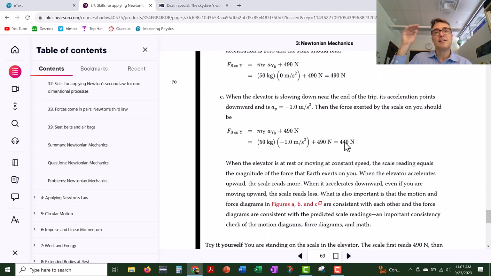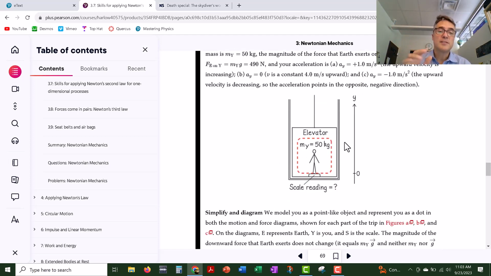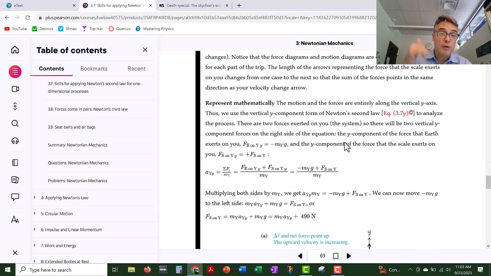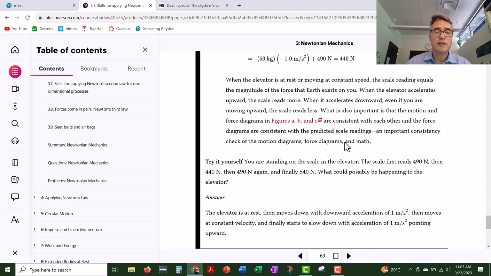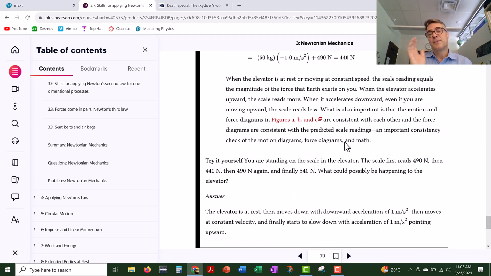Again, all the problems in this textbook go through the same 4 steps: sketch and translate, simplify and diagram, represent mathematically, and finally solve and evaluate. And I would seriously recommend trying to do your problems this way. This way you've got some structure and you have an idea of what to do.